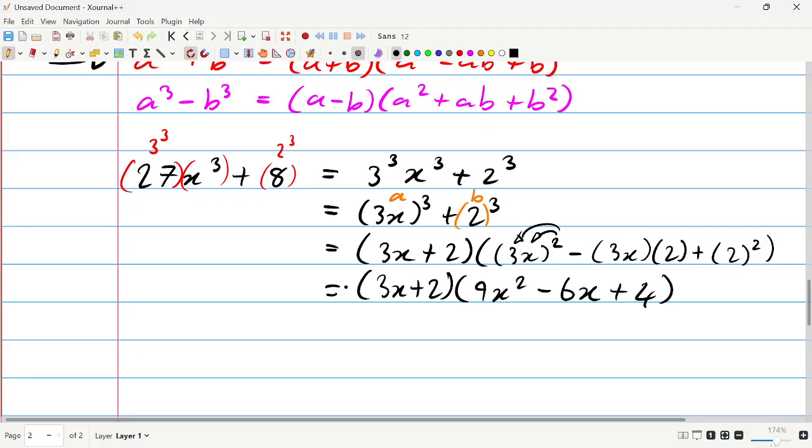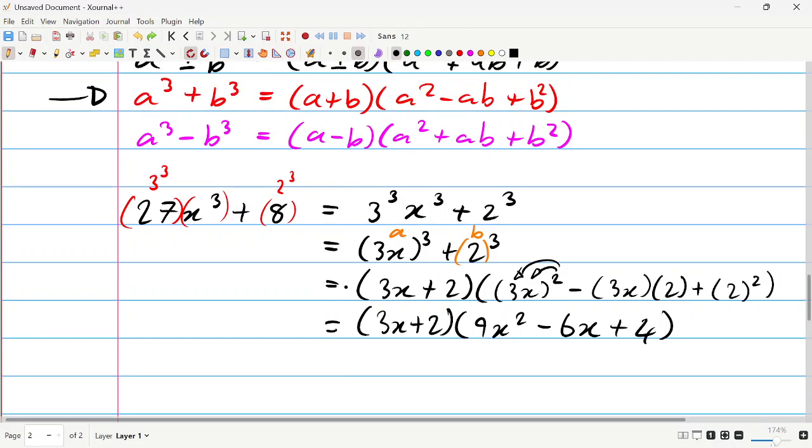And then obviously for this one, I don't think you can factorize this one simply. So therefore we'll just leave it as it is. But this is the idea that we are getting from perfect cubes. And I want you to try an example when we have a cubed minus b cubed.